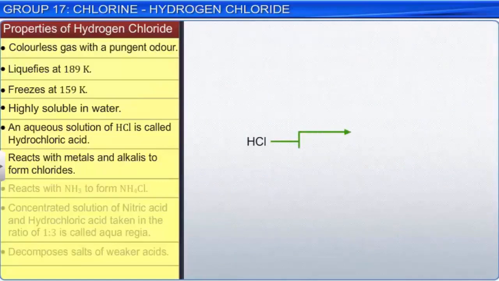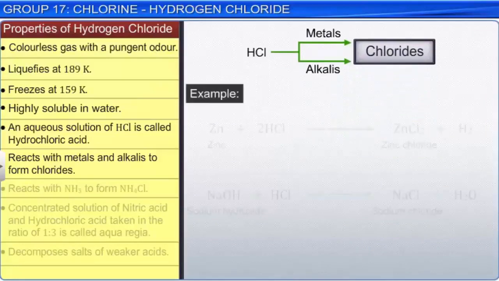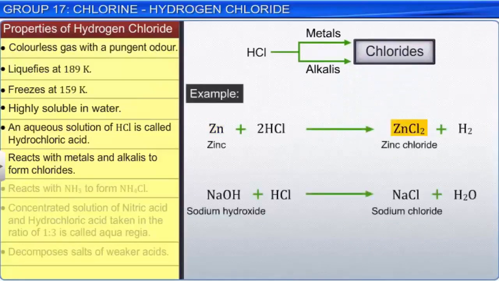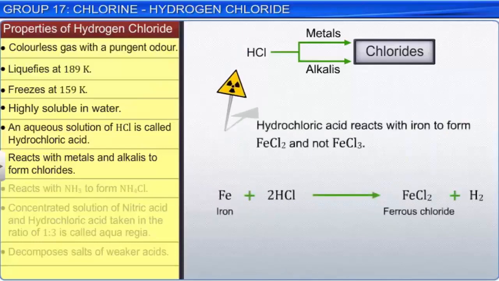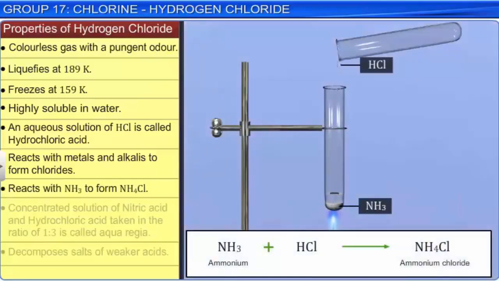Hydrochloric acid reacts with metals and alkalis to form chlorides. For example, it reacts with zinc to form zinc chloride and with sodium hydroxide to form sodium chloride. Note that hydrochloric acid reacts with iron to form ferrous chloride and not ferric chloride. This is because the hydrogen liberated prevents the formation of ferric chloride. Hydrochloric acid reacts with ammonia to form dense white fumes of ammonium chloride.